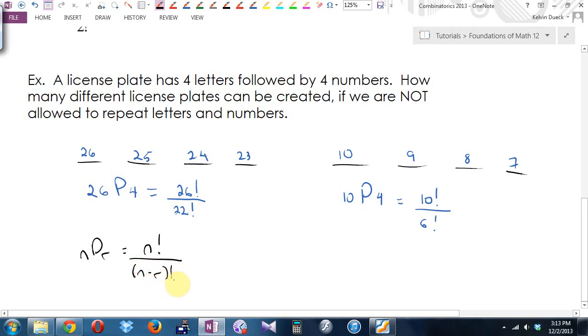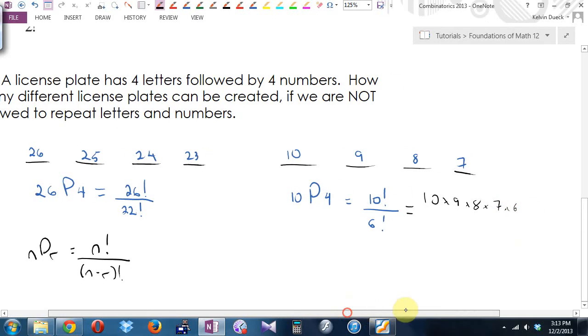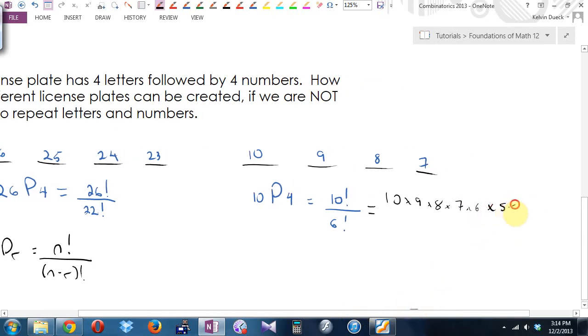Can you see where the 22 came from now? What is the bottom? n minus r, the first number minus the second one. Let me do it with this one here because it's shorter. What we're really saying is this. The top is 10 times 9 times 8 times 7 times 6 times 5 times 4 times 3 times 2 times 1. What's 6 factorial?